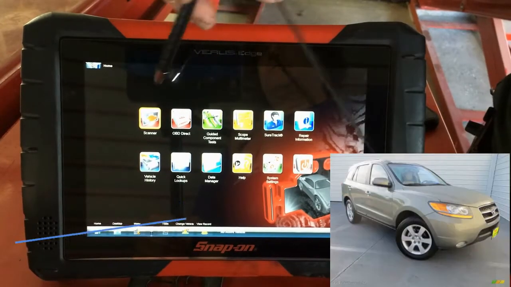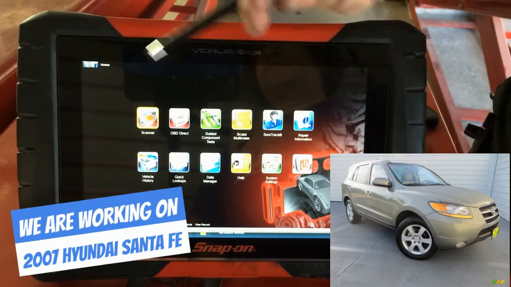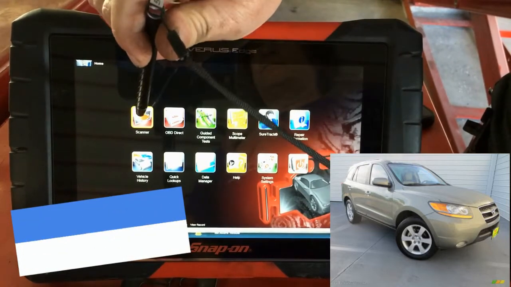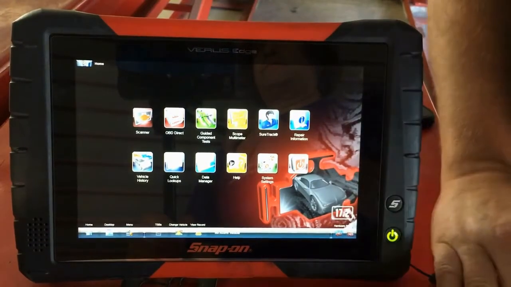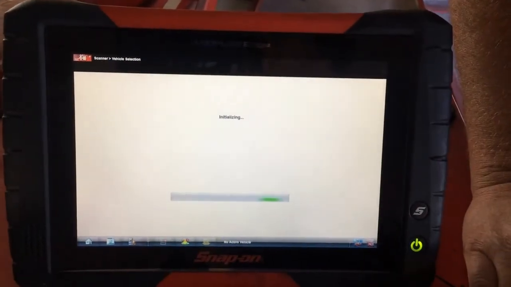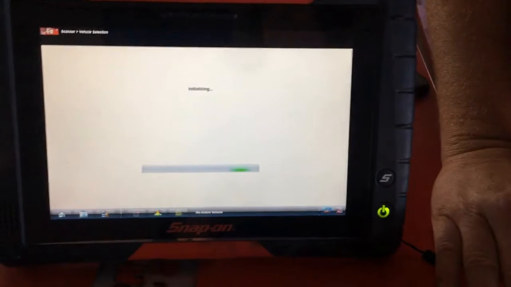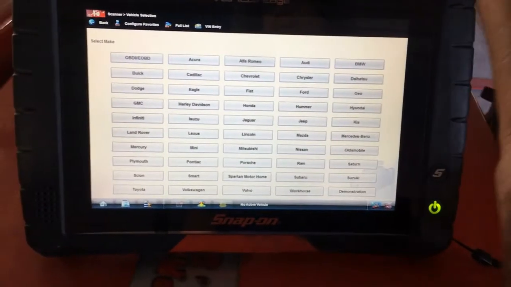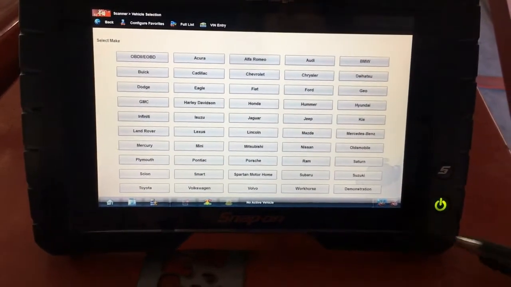All right, so we have our scanner. It's really hard to get a good image without a reflection. So I want to hit scanner right here. It's a Verus Edge, okay? And we're gonna wait for that to load up. And we're gonna go through just good fundamentals with a scanner.